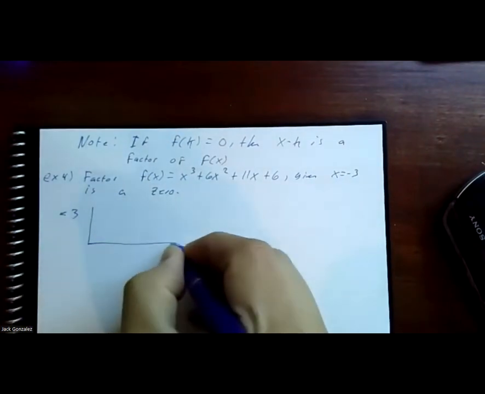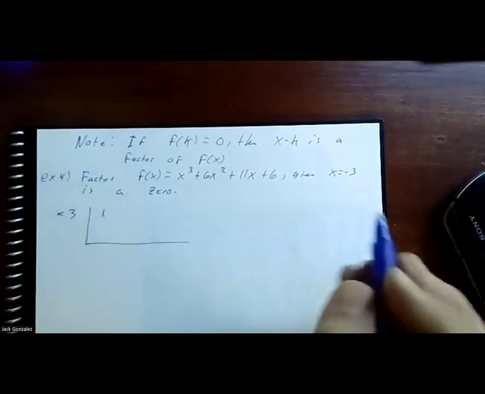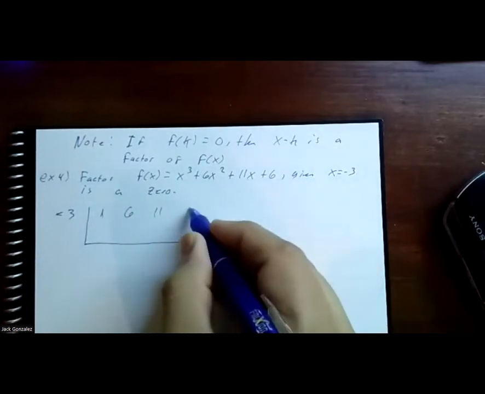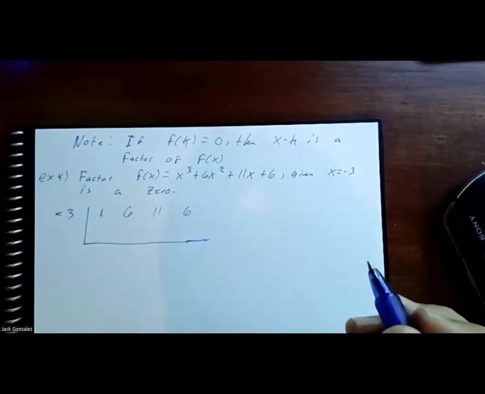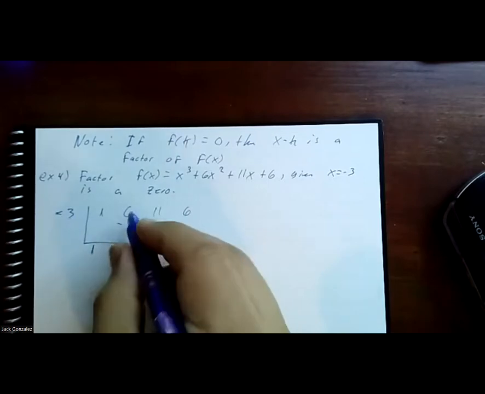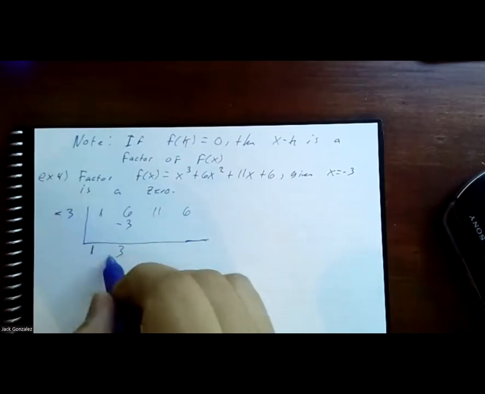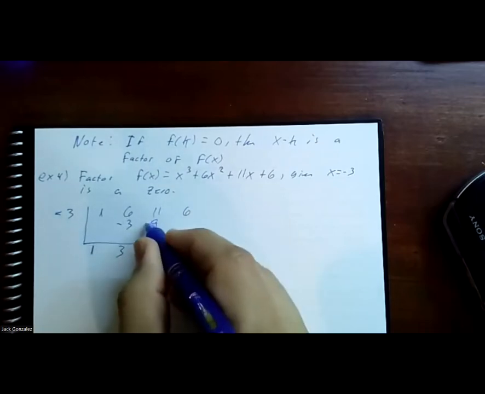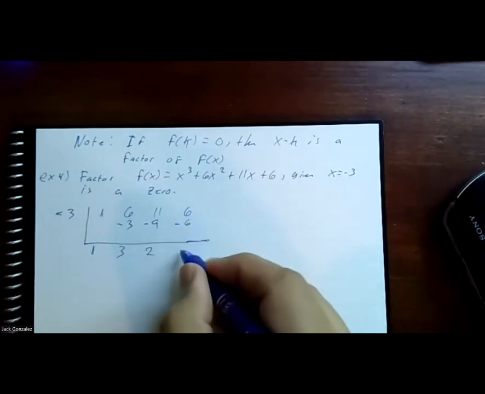We will know this. We have 3, 2, 1, 0, so we don't have to write any zeros. It's 1, 6, 11, 6. Okay. Bring down the 1. -3 times 1. Add these up. -3 times 3. Add those up. Should be negative. -3 times 2 is a negative. There's my 0.